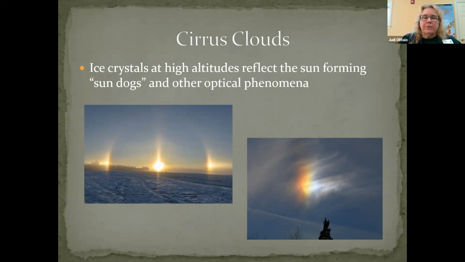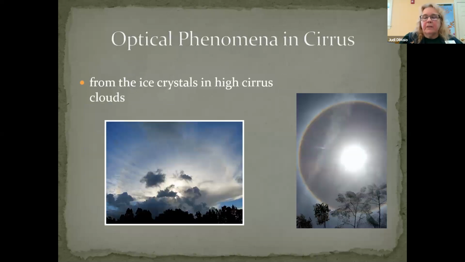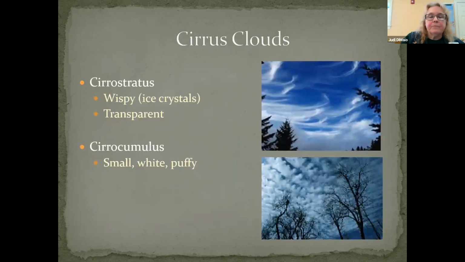Because they're made out of ice crystals, they can reflect the sun at different angles, forming things like the picture on the left, which is called sundogs, and other optical phenomena, where it looks like there are two full suns, one on each side. And then sometimes you see rainbow effects. That's just reflecting off the ice crystals. You've got glories, the way that looks on the left, and halos, and that can happen around the moon too, with the ice crystals.